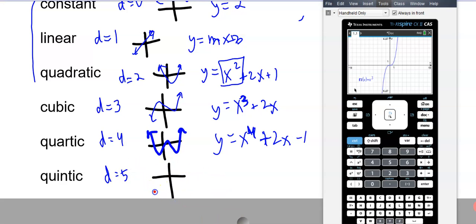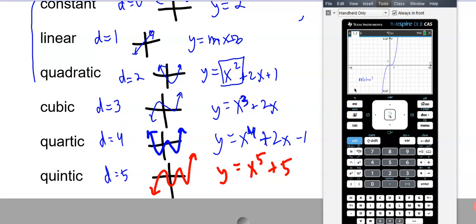And they're going to kind of start like this. Going to have a couple of wiggles in there. Might look something like that, and that's going to be like y equals x to the fifth plus whatever, plus 5 or whatever.